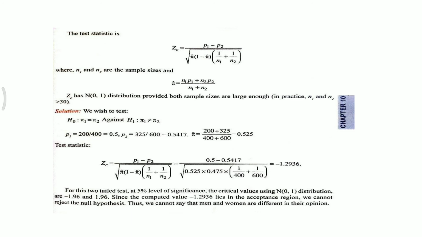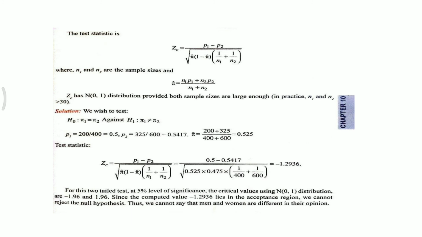For this test, the condition is H0, that is pi1 equals pi2, against H1, pi1 is not equal to pi2, where H0 and H1 are the null and alternative hypotheses, where Zc has an N(0,1) distribution provided both sample sizes are large enough. In practice, n1 and n2 should be greater than 30. Here, P1 is calculated as the number of favorable samples upon the total sample. That is, P1 equals 200 by 400 and P2 equals 325 by 600.